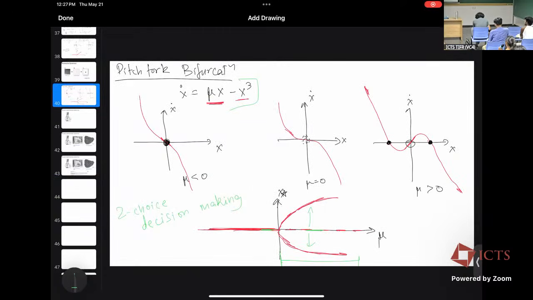Sarthak, there's a question. Yes. You mentioned the decision-making model for the pitchfork bifurcation. But in these two alternate first choice models, especially something like the drift diffusion models, you have accumulation of evidence. Where is that happening in this framework?